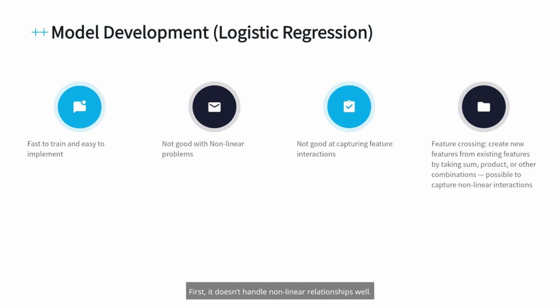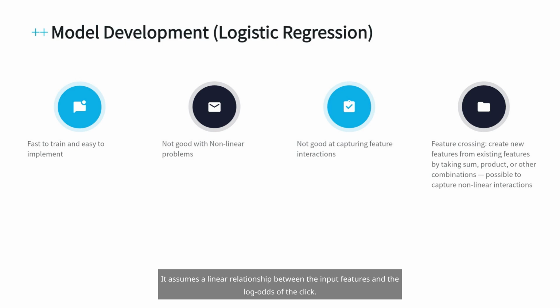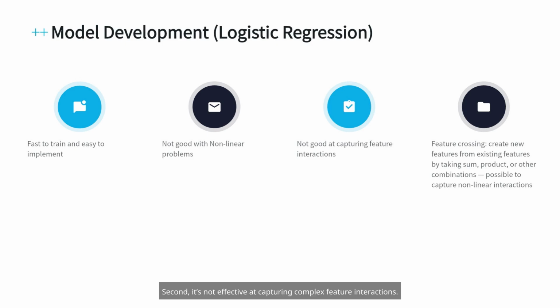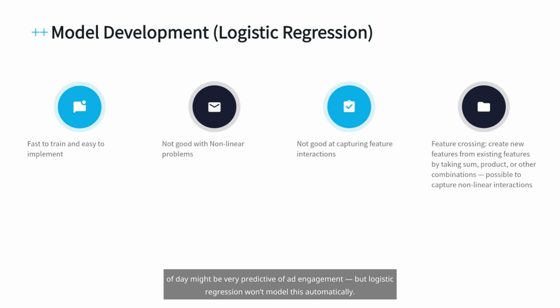First, it doesn't handle nonlinear relationships well. It assumes a linear relationship between the input features and the log odds of the click. Second, it's not effective at capturing complex feature interactions. For example, the interaction between a user's location and the time of day might be very predictive of ad engagement, but logistic regression won't model this automatically.